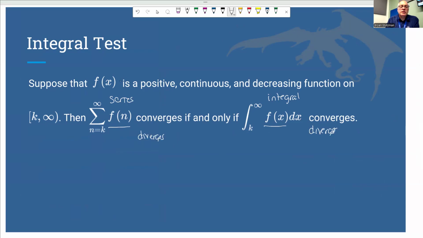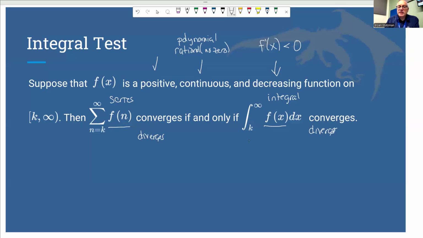In order for this to work, the function has to be positive and continuous. Continuous, you can check to see if it's a nice function like a polynomial or a rational function with no zeros in the denominator. Those are things that make things not continuous. Decreasing, you can check by calculus if f prime of x is less than 0, because that tells you if a function is decreasing.